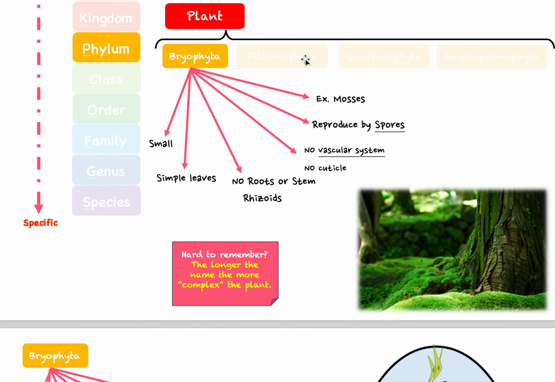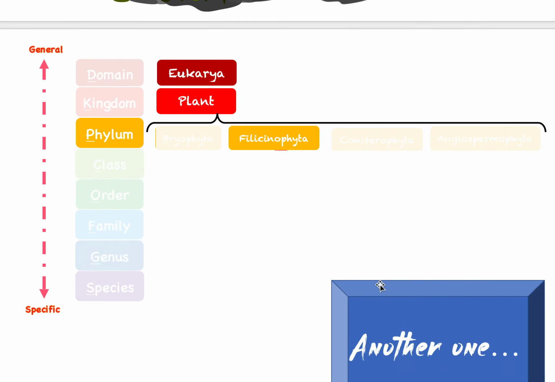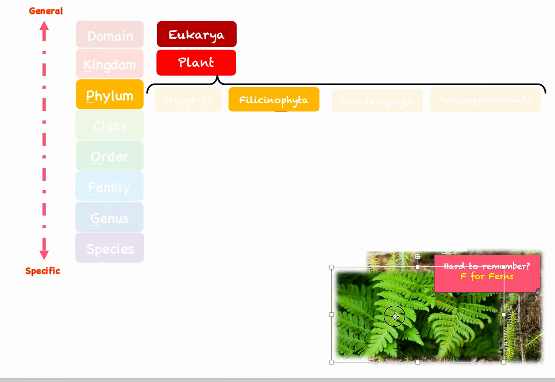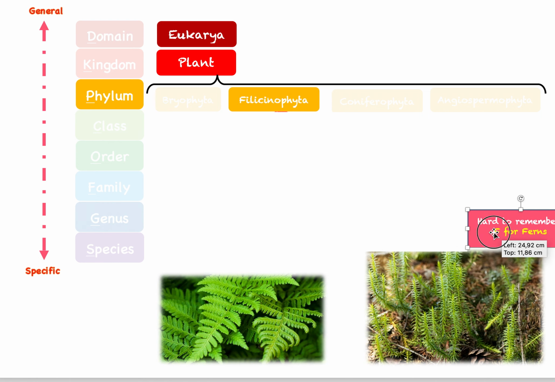So now let's move on to the next one, Filicinophyta. Okay, so Filicinophyta start getting a little bit more complicated than Bryophyta because Bryophyta are really, really simple plants. Filicinophyta, again, phyta meaning plants, look like this. And these you've probably seen in many places, right?